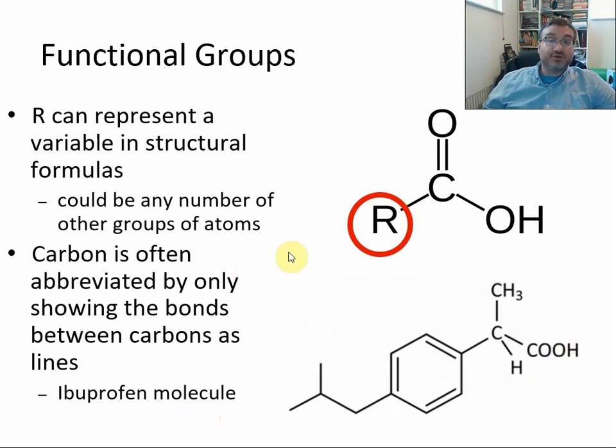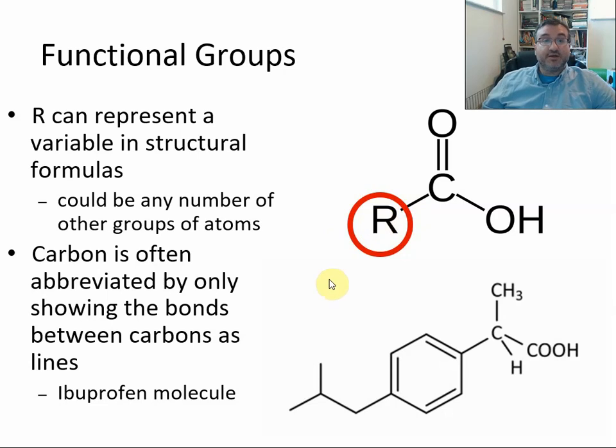When we show structural diagrams of molecules, R can represent a variable in these structural formulas. It's like any number of other groups or atoms is being symbolized by R. It could be something large, it could just be one hydrogen atom, it could be anything. It's like a variable in algebra.